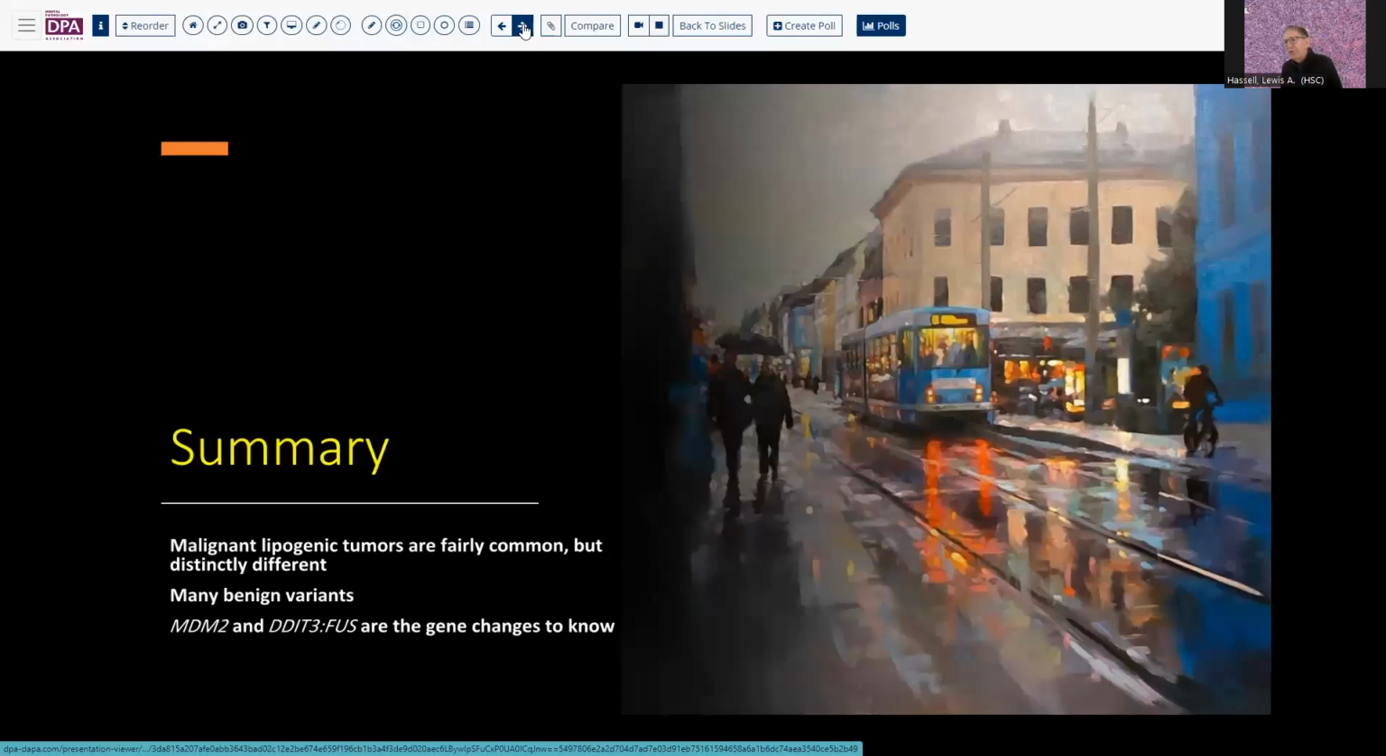So that brings us to the conclusion here. A couple of things to remember. Although malignant lipogenic tumors are fairly common, they have distinctly different cytogenetic backgrounds, and understanding when to employ that cytogenetic tool is important. You want to remember MDM2 and DDIT3 in terms of genes that are associated with specific tumors in this category. And remember that there are many benign variants, some of which, like pleomorphic lipoma, can occasionally mimic the malignant variants.